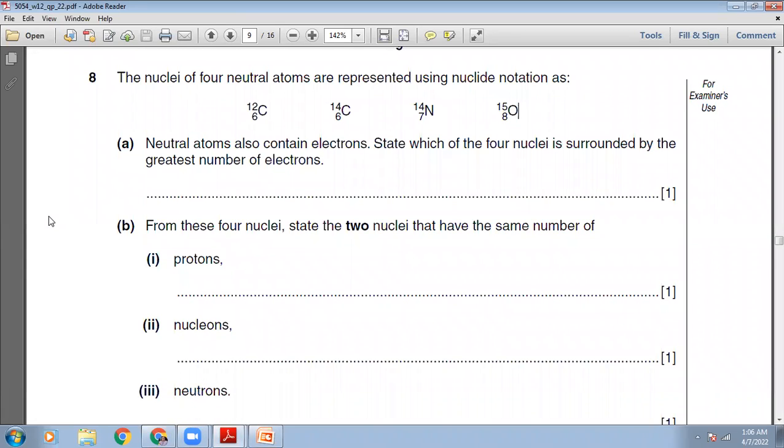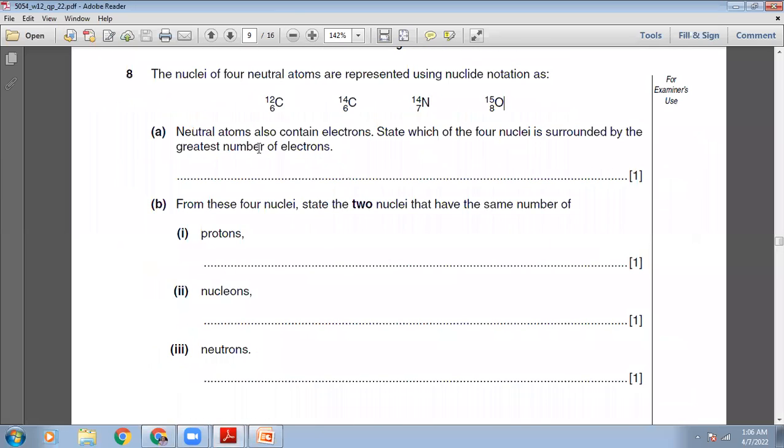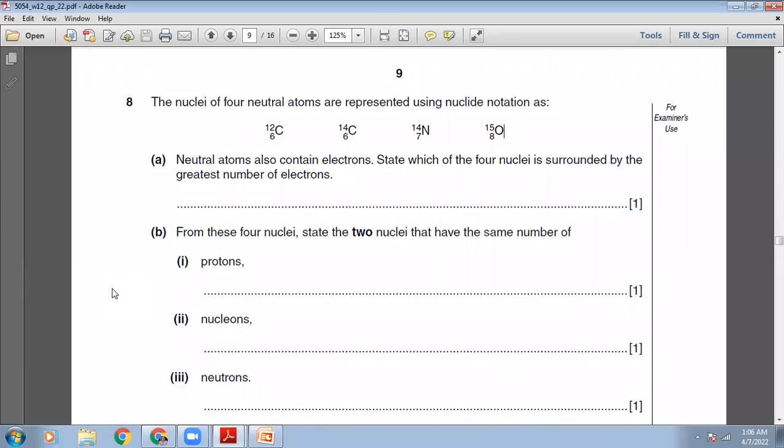He says from these 4 nuclei, state the 2 nuclei that have the same number of protons. So carbon 6 12 and carbon 6 14, they have the same number of protons. Nucleons: carbon 6 14 and the nitrogen 7 14 have the same nucleons. And the number of neutrons, same number of neutrons.